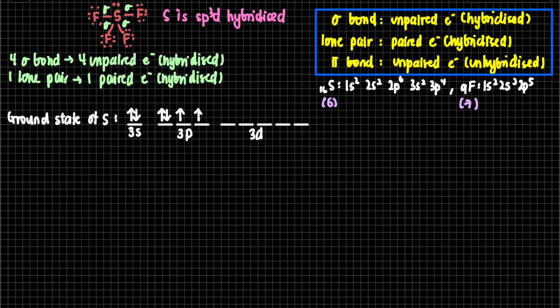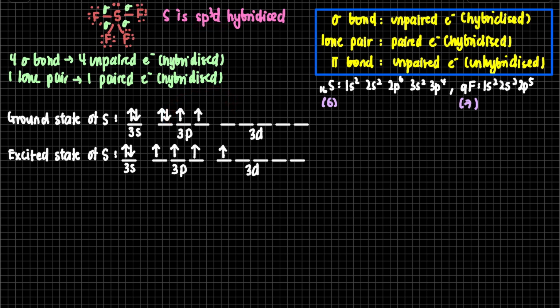Again, for the paired electron, we only want one. This one we have to excite into one of our d orbital. That's why the name is sp3d. So the excited state must follow based on this. It means that we excite one of the paired electron to the d orbital. That's why later we get sp3d.